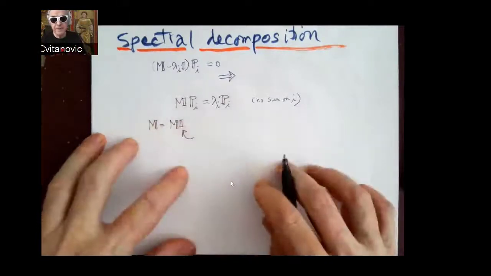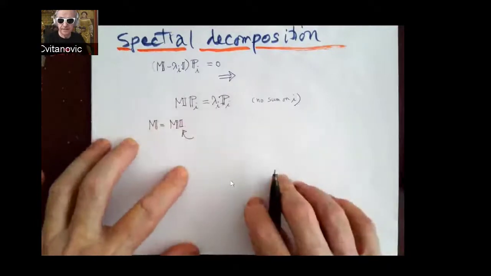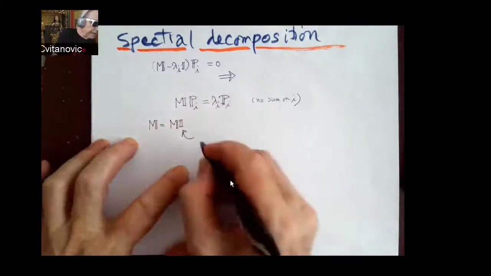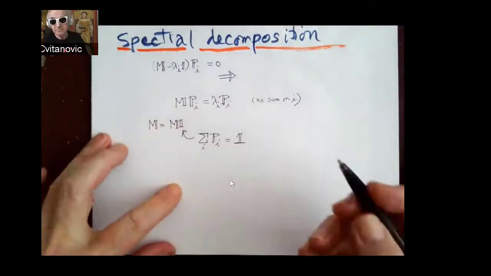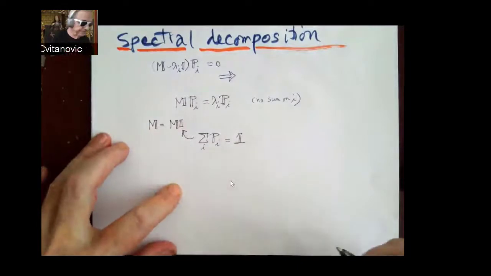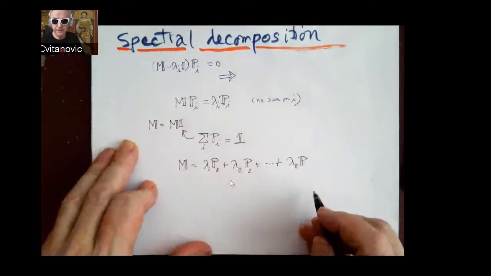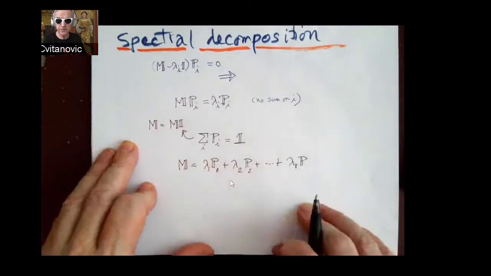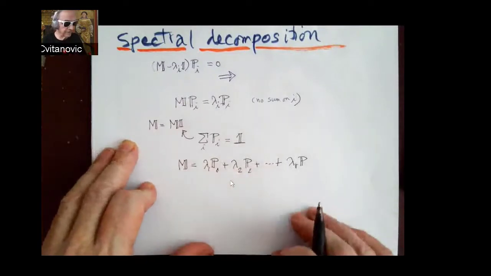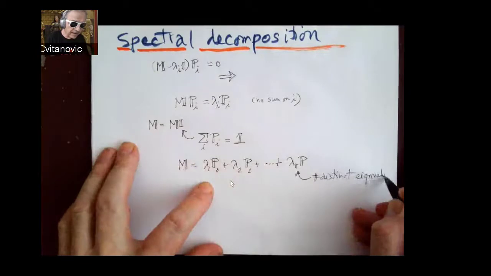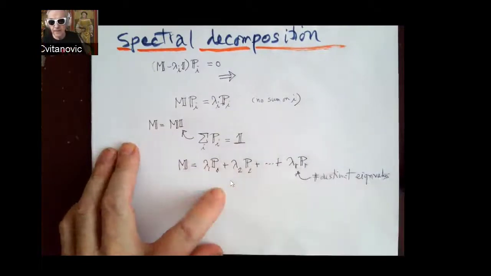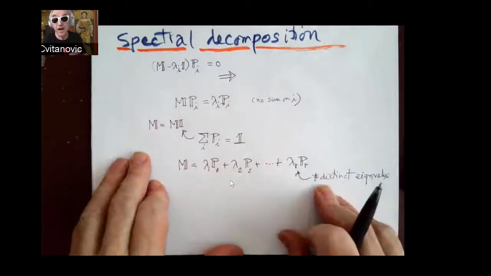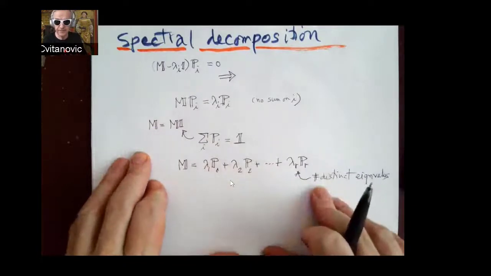Now write M as M times identity and replace identity by the completeness relation, and we get an expression for M in which M is a sum of matrices, each one of them a projection operator, just multiplied by a coefficient, which is the eigenvalue. And the number of terms in the sum is the number of distinct eigenvalues. Each eigenvalue owns its own subspace.